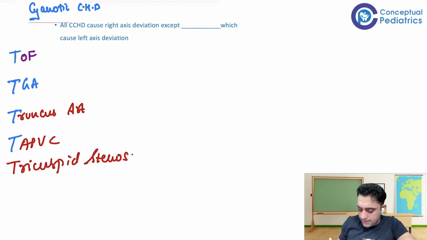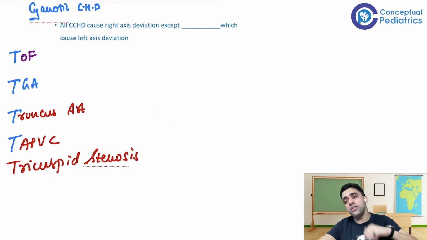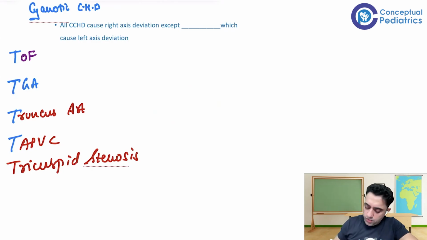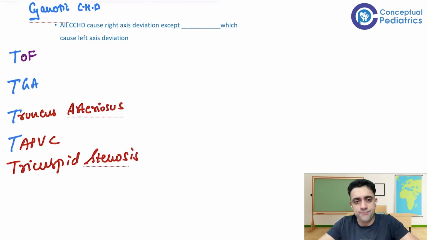In all these conditions, very importantly, you must appreciate for exam purposes that they are all cyanotic congenital heart disease. It's a very basic question they ask in the exam: name some cyanotic congenital heart disease. The answer will be T, T, T, T, T. Anything which starts with T: TOF, TGA, truncus arteriosus, total anomalous pulmonary venous connection, or tricuspid stenosis. They all are cyanotic congenital heart disease.